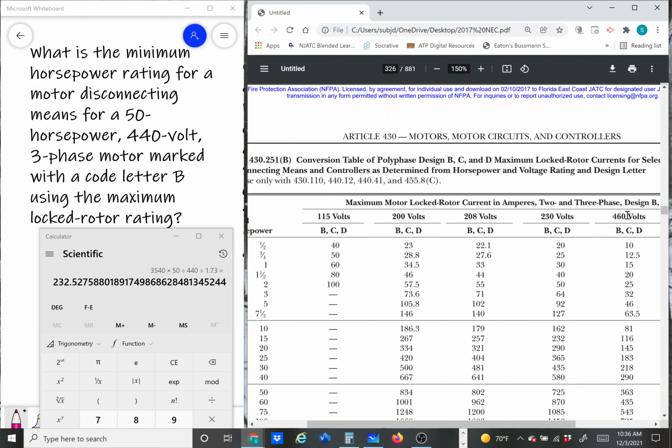We're going to scroll down this way until we find a value that is bigger than 232 amps. The value that is over 232 amps is right here, 290. When we go all the way over to the left-hand side, we can see that is a 40 horsepower switch. So my disconnecting means has to be 40 horsepower. If I'm doing horsepower rated, I would have to get a 40 horsepower disconnect. Okay.